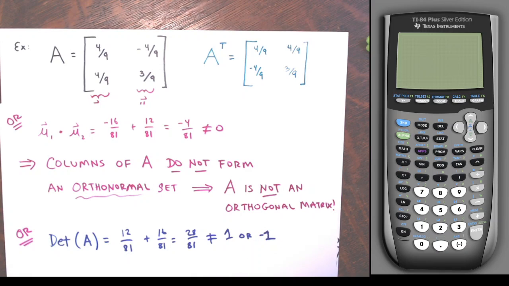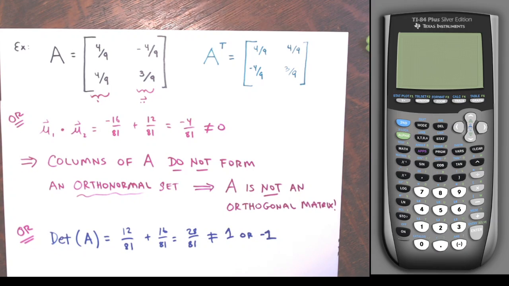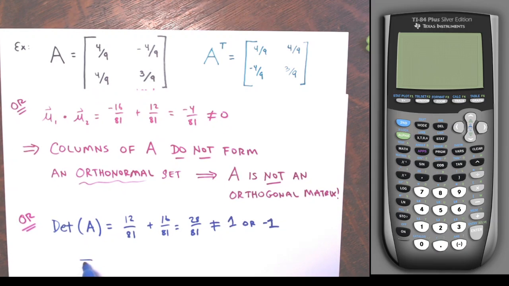Now, if it were 1 or -1, then you can't really say anything. You have to check something else, because a matrix can have a determinant of 1 but still not be orthogonal, and I'll show you an example of that later. But if the determinant of the matrix is not 1 or -1, like this is here, 28/81, then without a doubt, the matrix is not orthogonal. I'll just say A is not orthogonal.